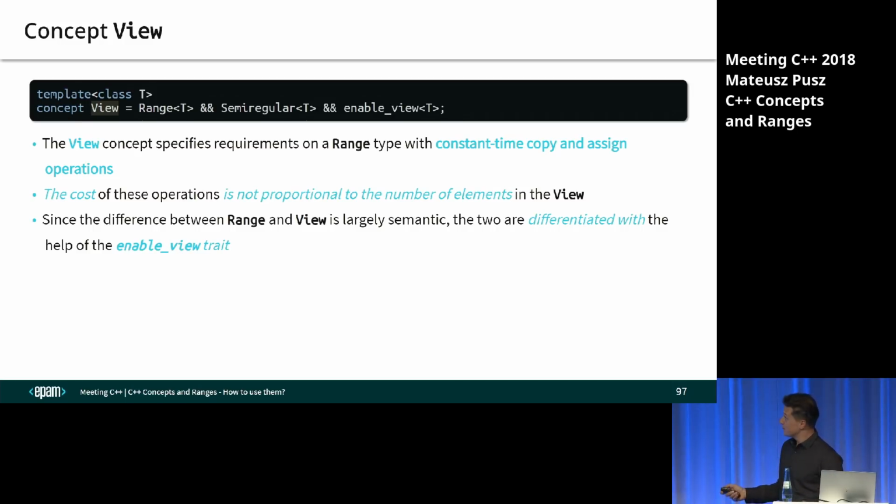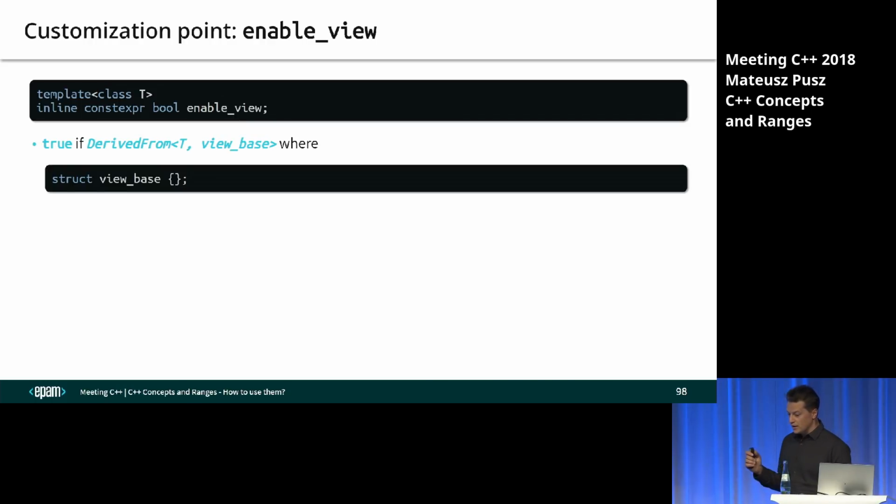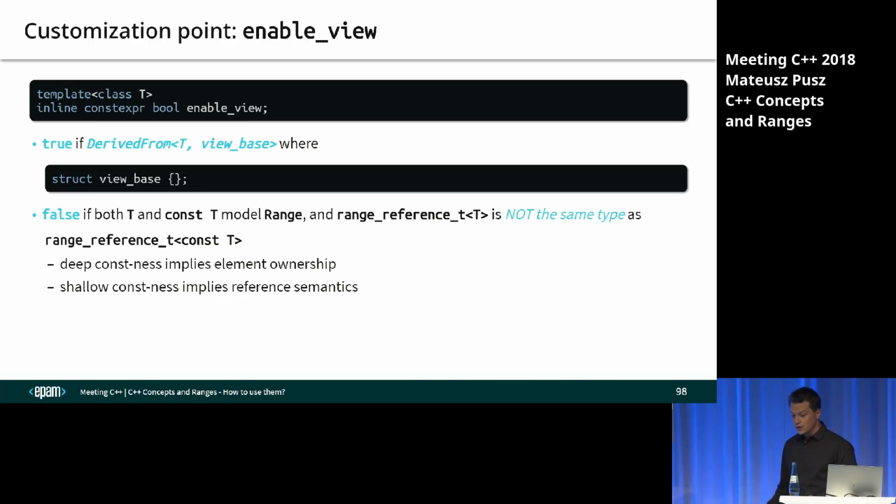And since the difference between range and view is purely semantic, we cannot detect this by ranges, so we are using that enable view trait to know if something is a view or not. So this is, again, a customization point that you should provide for your types. It is true by default if your type is derived from viewBase, with viewBase being an empty class. It is false if basically const iterator and iterator are of the same type. If they're of the same type, it means that you have view semantics, like, for example, string view.